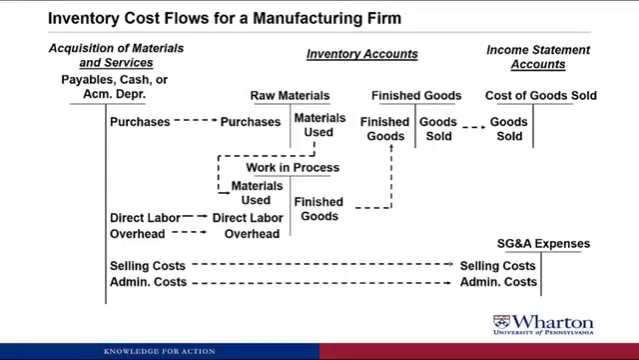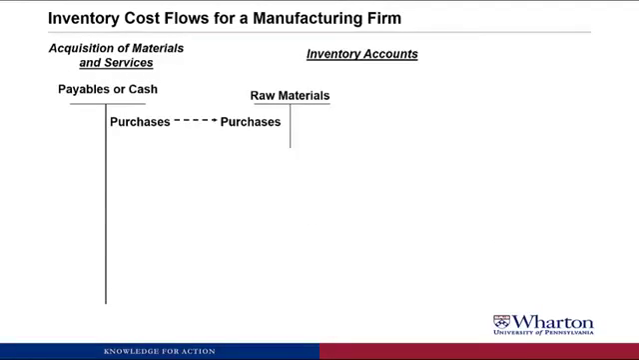So the first step will look just like what we saw for the retail firm, where we're making some initial purchases of inventory with payables or cash. But instead of purchasing finished goods that could be sold immediately, as in the case of a retail firm, for a manufacturing firm, the first step is to purchase raw materials. So we create an inventory account that's titled Raw Materials.